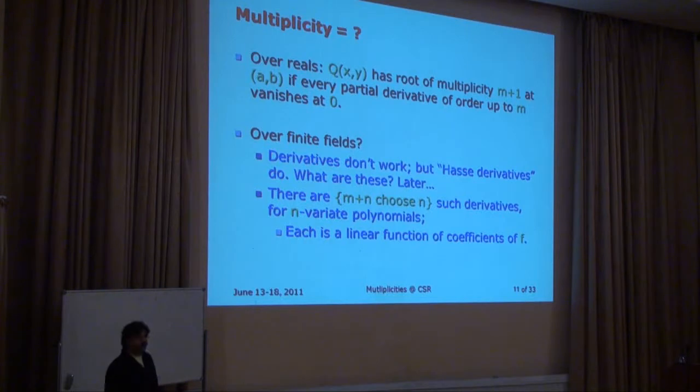What these are, I'll come to later, but for now, all we'll use for a while is the following fact. If I have an n-variate polynomial, how many partial derivatives do I have to consider to get a root of multiplicity m plus 1? Well, there will be (m+n choose n) such derivatives. You take all these derivatives in different ways, and that's the number that pops up. And each one of these derivatives is a linear function of the coefficients of the polynomial Q that you're looking at.